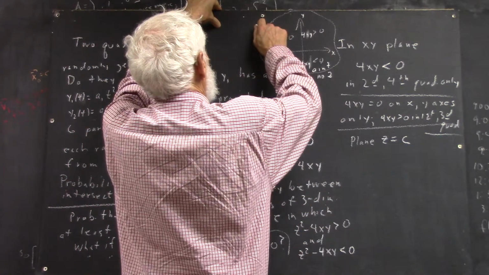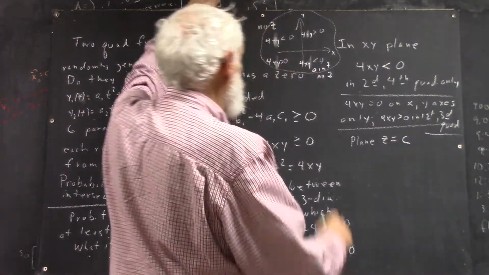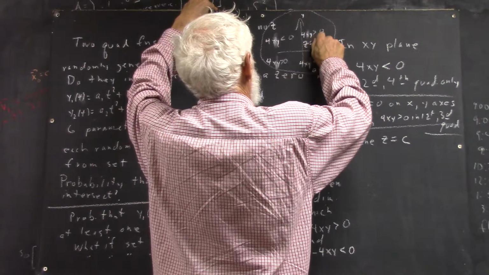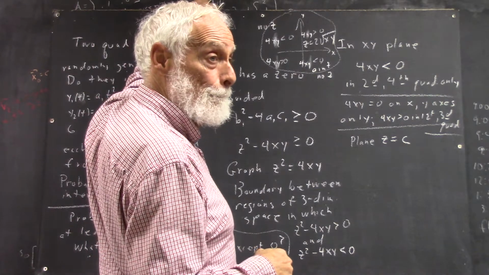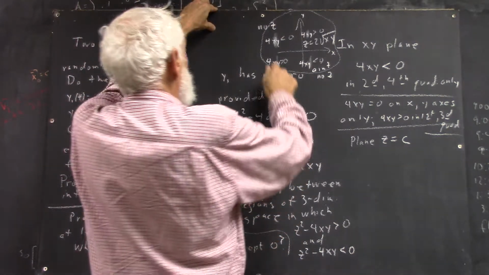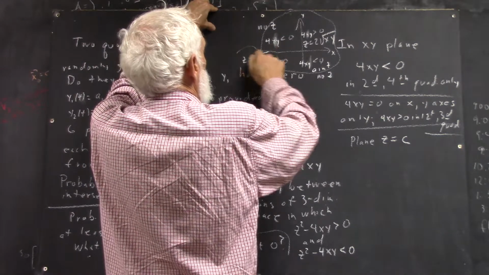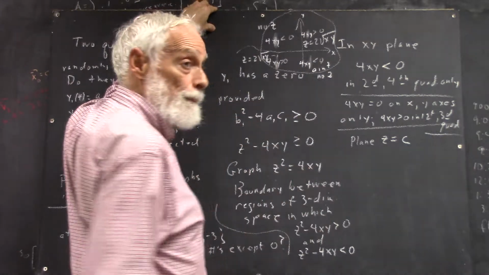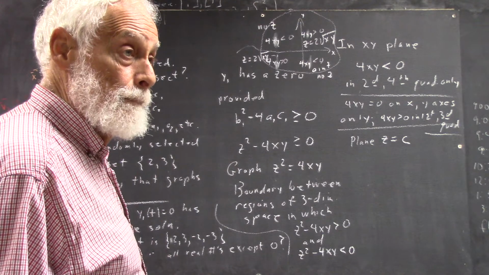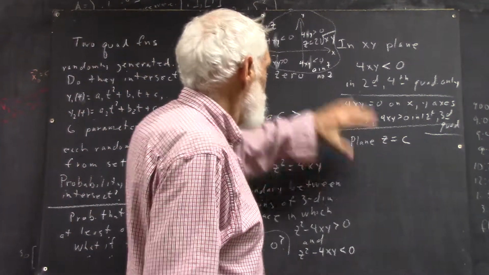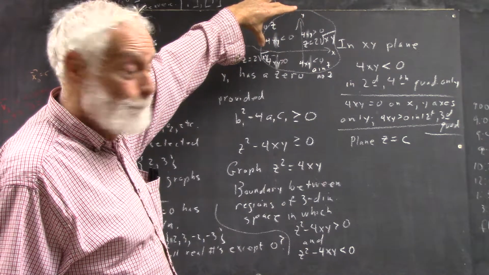So, now 4XY is greater than 0, well then, Z equals 2 square root of XY, right? And here, in the third quadrant, same thing. Well, that's progress. Now, we want to look, so we're kind of done. That's all we can tell about the xy plane, okay?